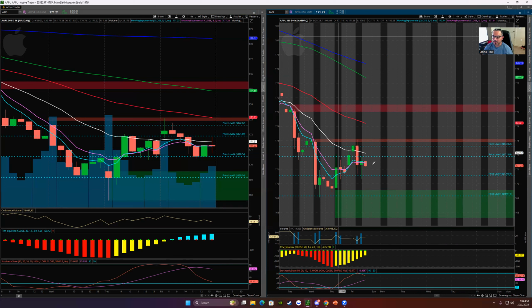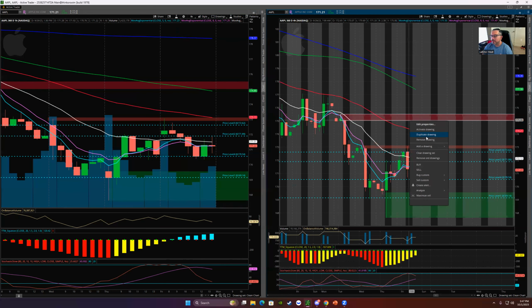If it's untested like this was, you're going to want to be watching for a rejection. It's an automatic no-brainer. If it's untested, you want to automatically catch the bounce, right? But if it's been tested a couple times, you're going to want to watch for a breakout, or if we gap above, if we hold. So that's how you would play that.